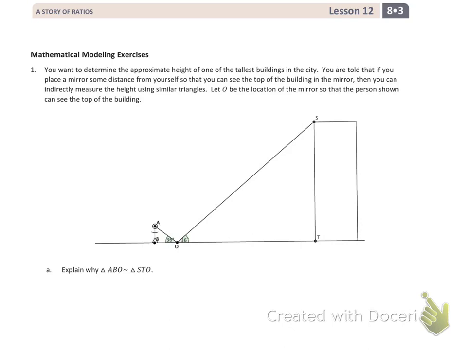mirror. So part A asks us to explain why triangle ABO would be similar to triangle STO. So let's think about that for a few minutes and see if we can figure out why it is so. So go ahead and pause the video and think about that for a while on your own, and then we'll come back together.